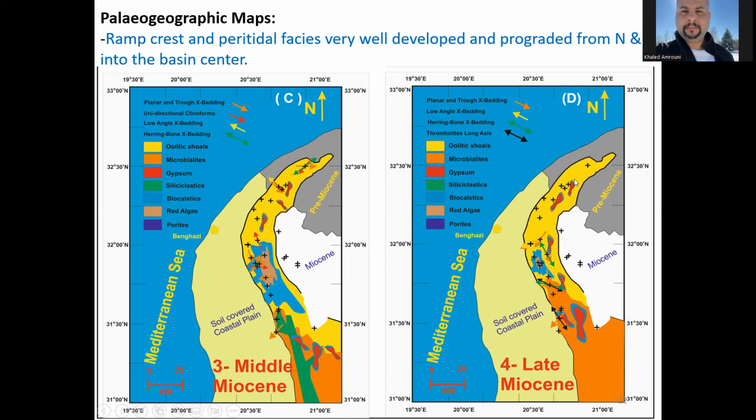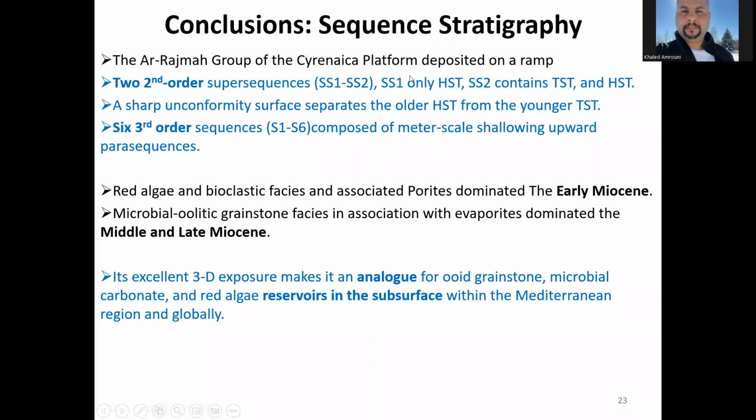As we go to the late, we see more oolitic and more microbial facies with evaporites, red ponds here, and the subtidal facies almost completely disappeared, and the basin just shallowed upward. So conclusions about the sedimentology and sequence stratigraphy: the Rajma group, or Cyrenaican Miocene, carbonate facies were deposited on a ramp setting.